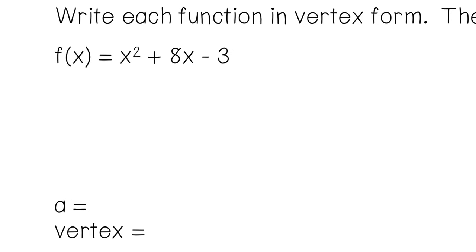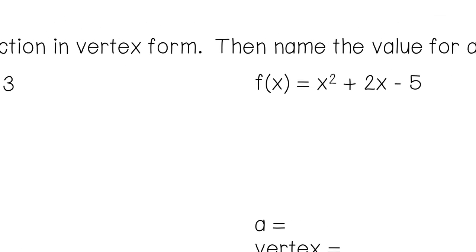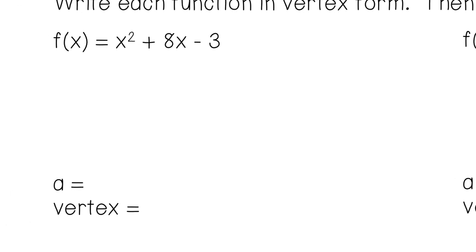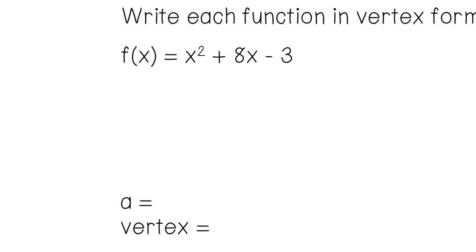It says, write each function in vertex form, and name the values of A and the vertex. And I guess we could name the axis of symmetry just because it's pretty easy. So we're still doing the same thing again. A question on your test may say, direction-wise, write in vertex form using completing the square. So you have to make sure you're using that format. If you're not, you're not going to get credit for the question.